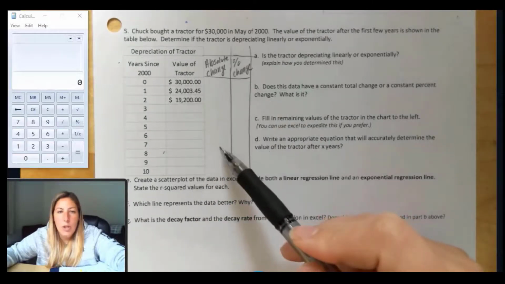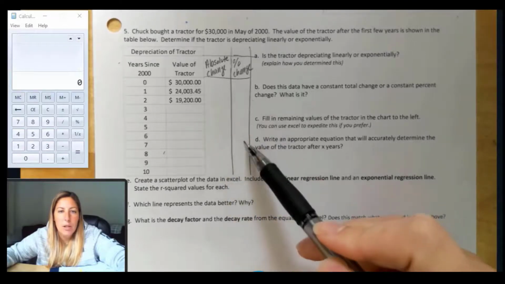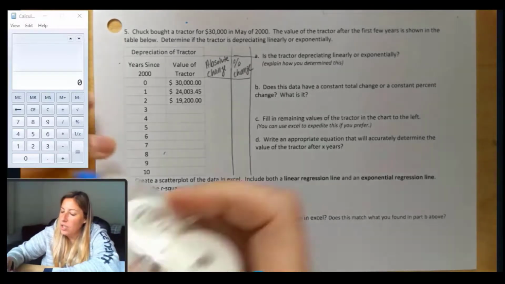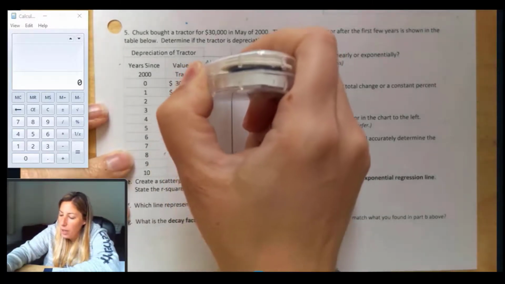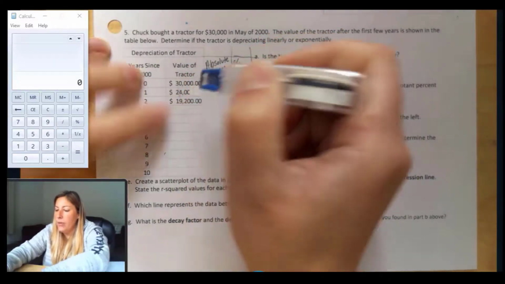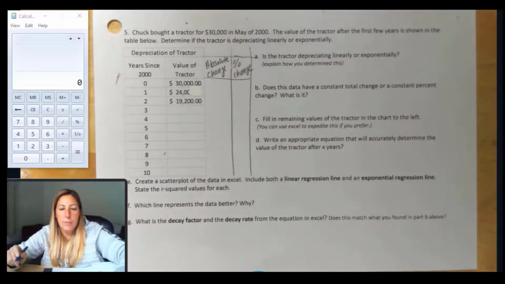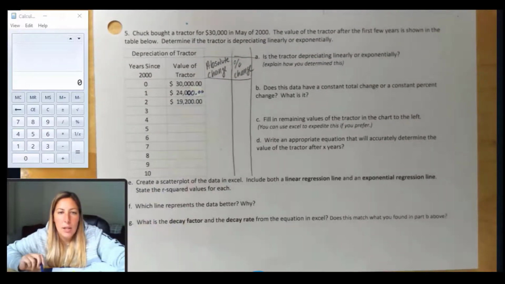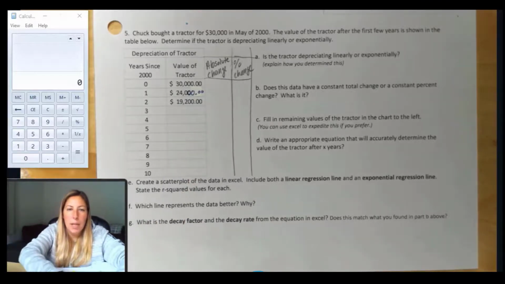If the absolute change is the same, we're going to have what? A linear function. And if the percent change is the same, then we'll have an exponential function. Before we do this though, let's go ahead and change our data. Let's change it so it's just a little bit easier. We're going to change this $24,003. We're just going to change that to $24,000. So if your version of the workbook hasn't been updated yet, go ahead and change that to 24,000. It may already be updated.